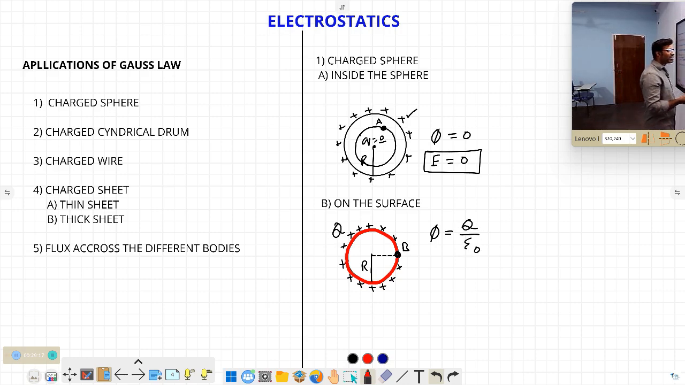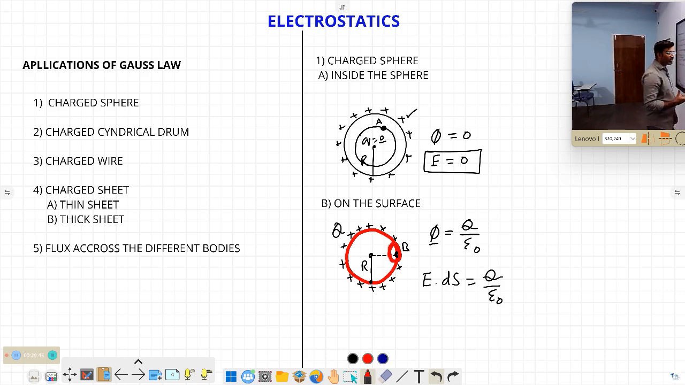Now to calculate the electric field intensity at point B, which is at a distance r from the center, according to the concept of Gauss, the flux is equal to E into the surface area, that is ds, and is equal to Q by epsilon naught. So here, you just have to imagine a small surface area here.